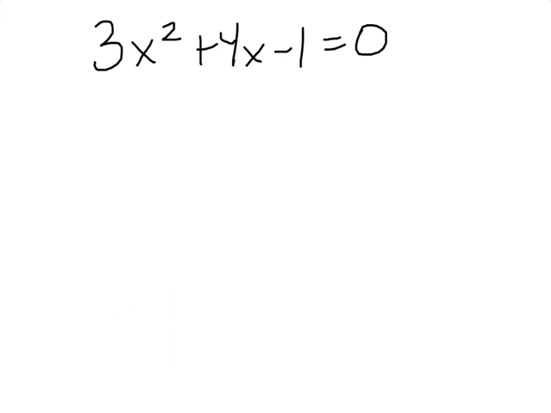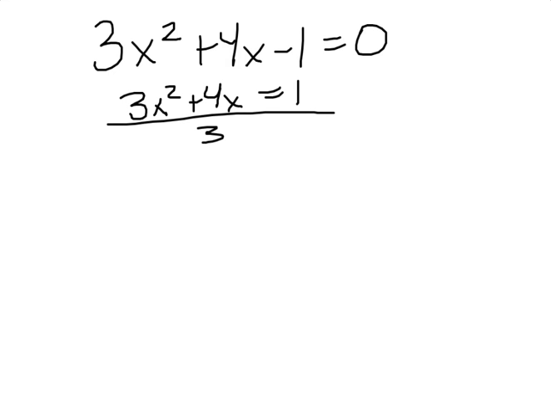So what if I have this problem? 3x squared plus 4x minus 1 equals 0. Well, first thing I'm going to do is add 1 to both sides, because this is obviously not a perfect square. So I get 3x squared plus 4x equals 1. Now I need to get rid of this coefficient of 3. I don't like that there. So I'm going to divide everything by 3.